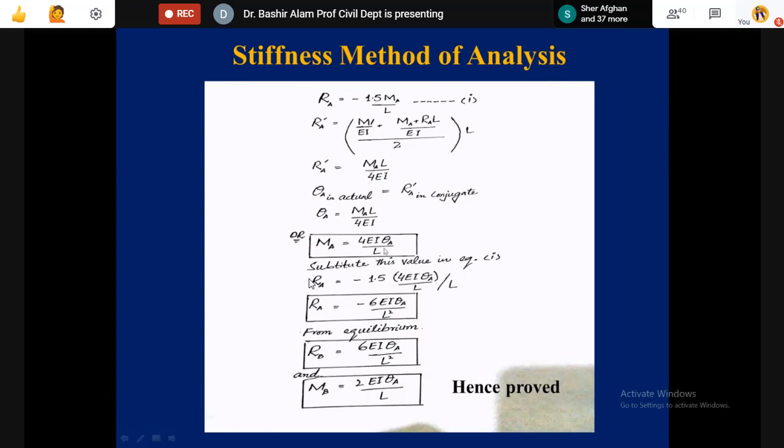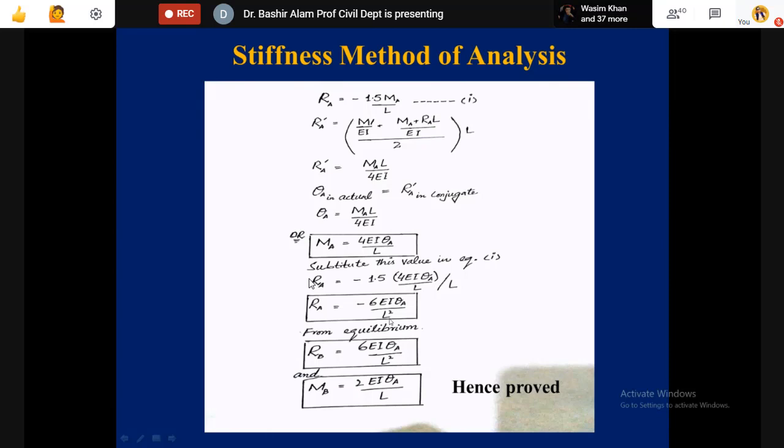And this is proved now. MA, now at the near end, moment produced will be 4 EI theta A divided by L. Now we can substitute this value here in equation number 1, and RA we are now calculating. So when we put these values, RA is equal to minus 6 EI theta A divided by L square.